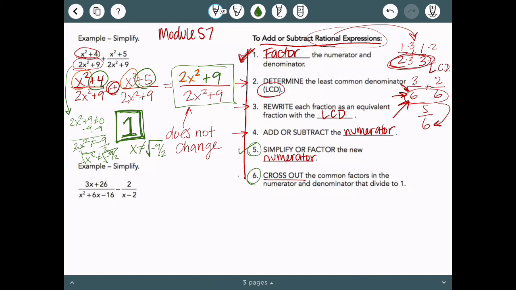So that was our first problem. Let's try a subtraction problem, and one where we see a little bit more of the factoring, right? So in our example here, I'm going to go ahead and erase all of this so we can remember our steps.